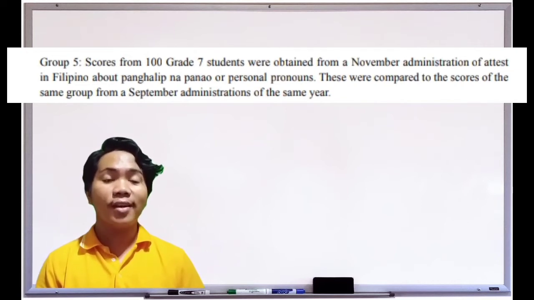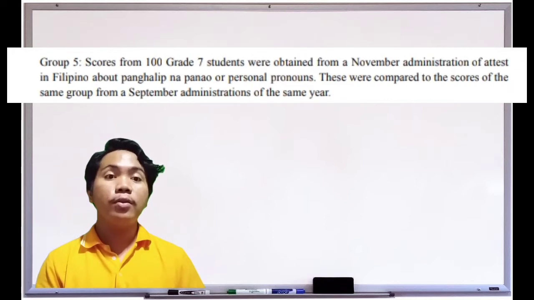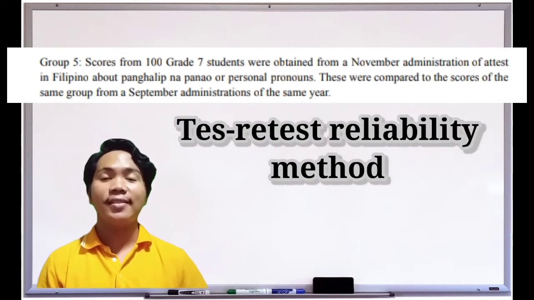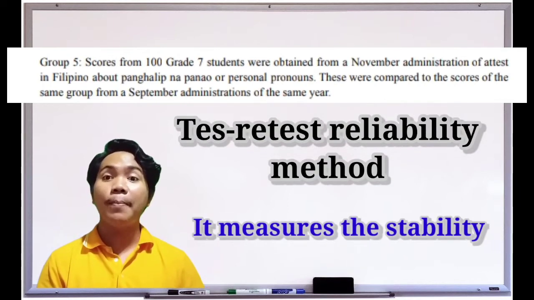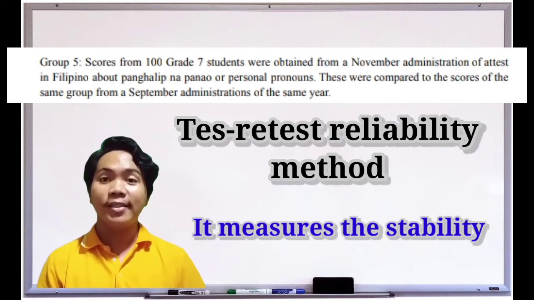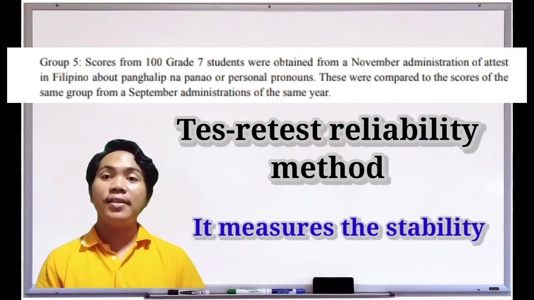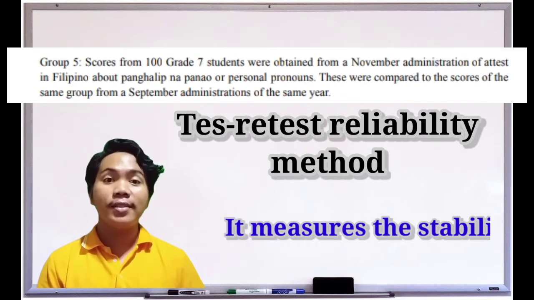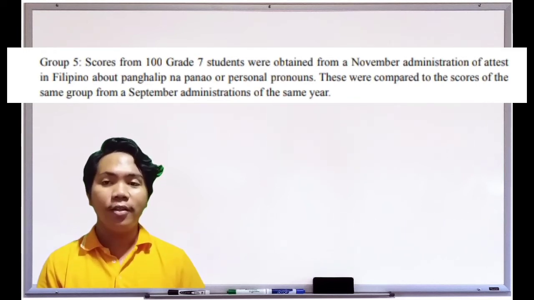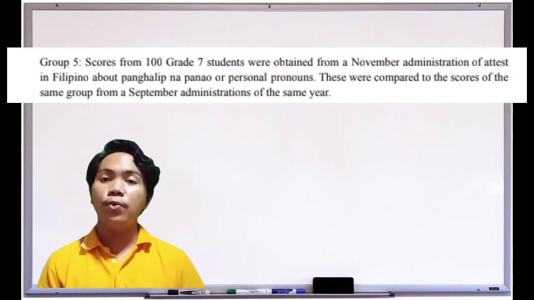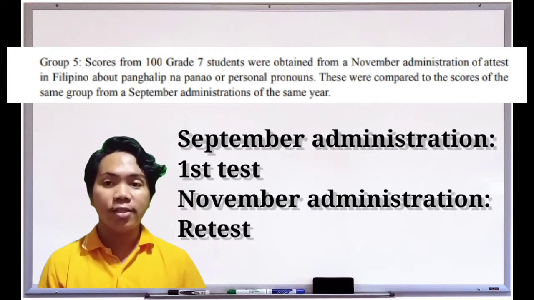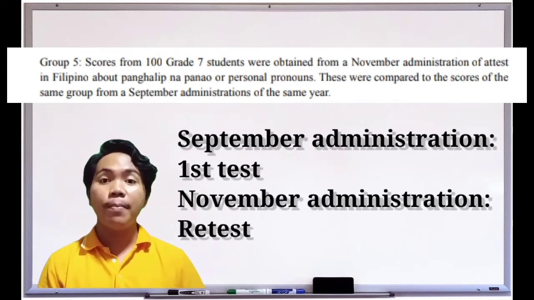As we thoroughly discussed this with my group, we concluded that we need to use the test-retest reliability method. Test-retest measures the stability and consistency of the results when you repeat the same test on the same sample at a different point in time. As you can see in the situation, we have two time settings: the September administration and the November administration.